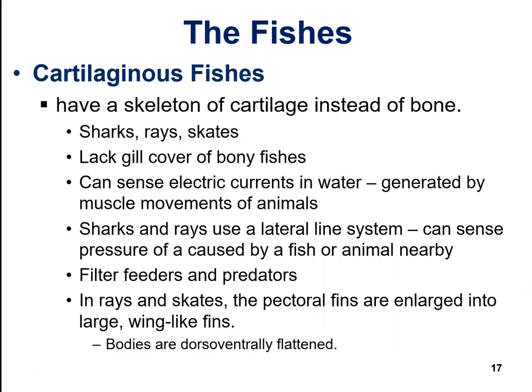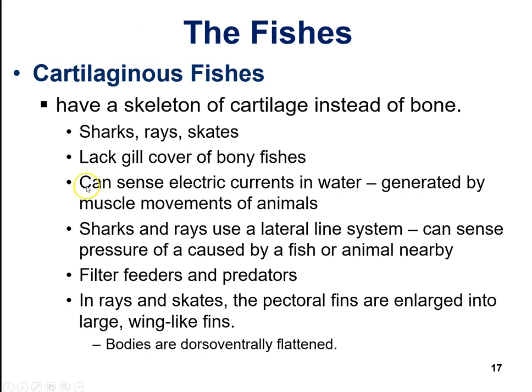All right, so if we talk about the cartilaginous fish first, exactly as they say, they have a skeleton made of cartilage instead of bone. And these guys are going to be sharks, rays, and skates. Sharks, rays, and skates are all cartilaginous fishes. Here are some of the other characteristics of these guys. They lack a gill cover. So you'll see that bony fishes have a gill cover.